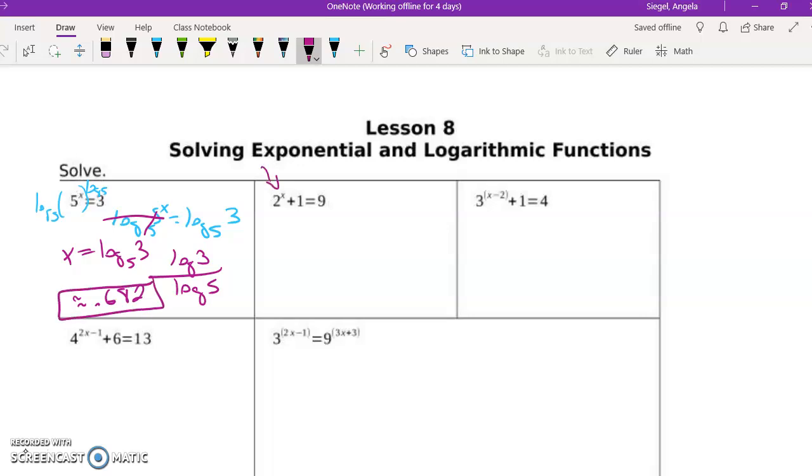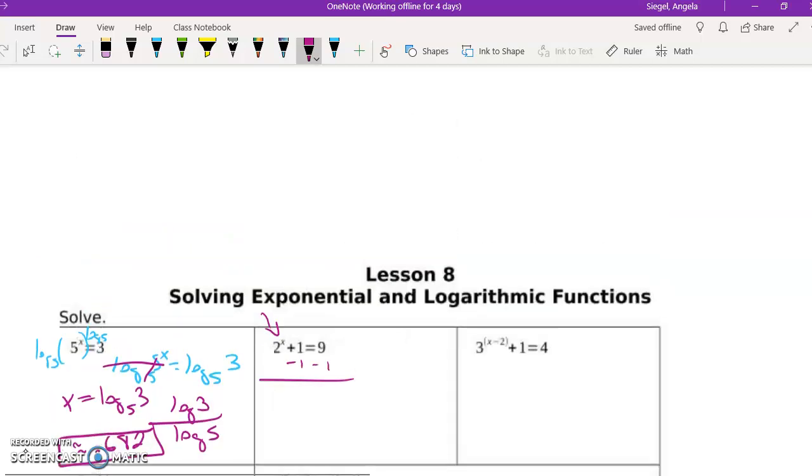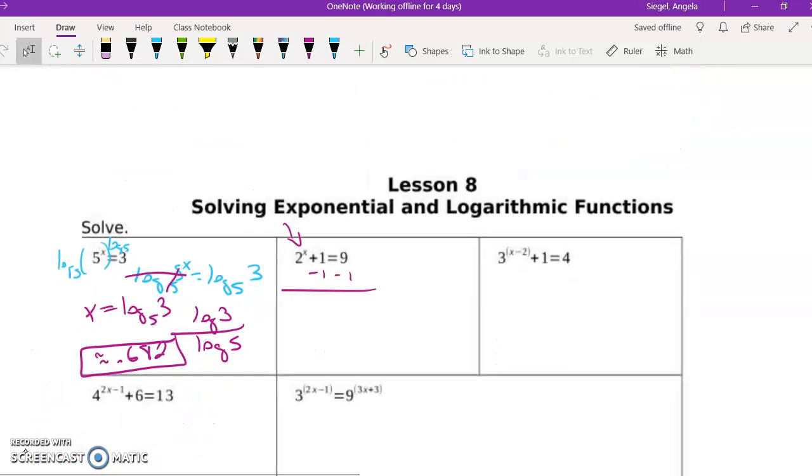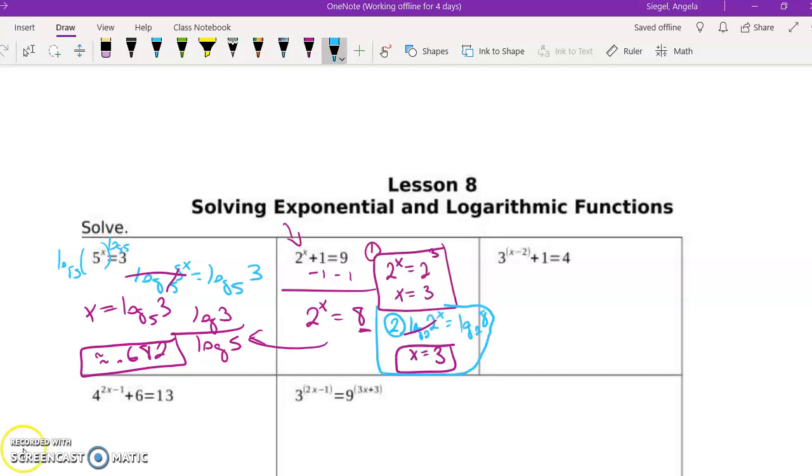Okay, the only difference with this one is that I have to subtract that 1 first. So this goes back to rule 1, isolate the base. So I'm going to go there and do that first. And then this one is interesting because you could either change the base on this or you could do what we've been doing over here. So I want you to make a choice. I'm going to push pause and then I'll show you both ways.